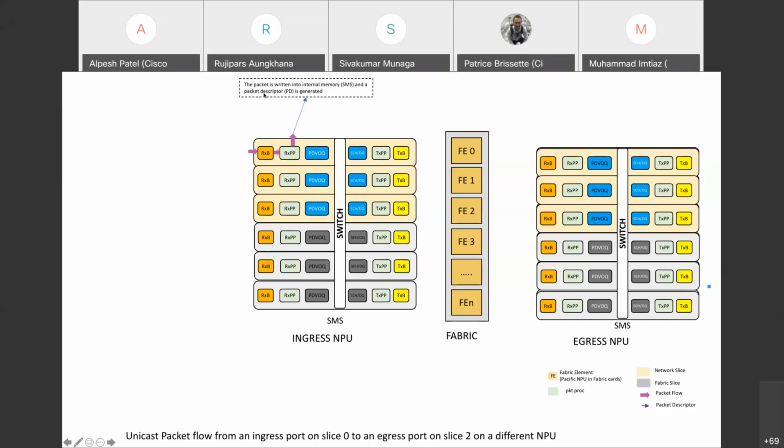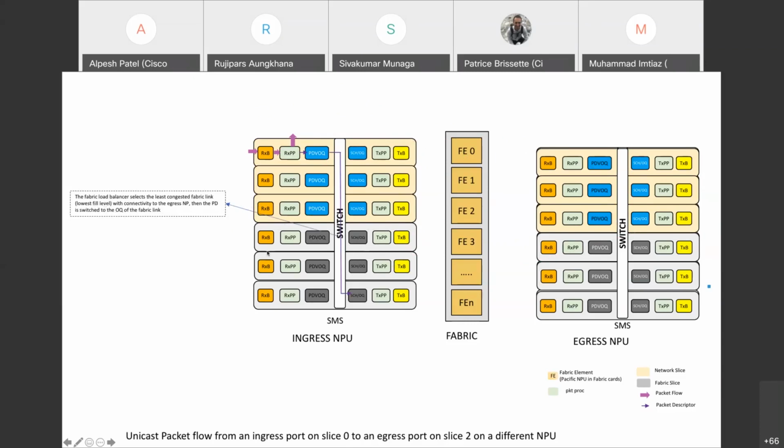Then the packet is written into the internal memory, which is SMS, and a packet descriptor is generated here. That packet descriptor is included in the VOQ corresponding to that particular destination front port, meaning the egress interface. Then credit request, credit grant, then the packet starts forwarding, again based on the egress interface. This probably has nothing to do with the QoS feature itself, so I'll try to skip through this one, but this is your regular packet forwarding on the Spitfire platform.